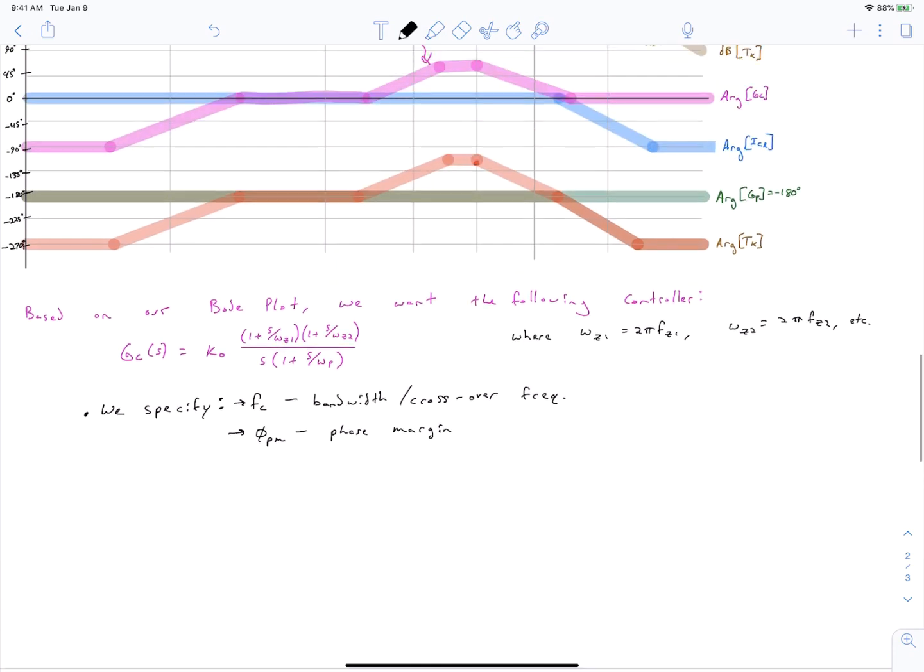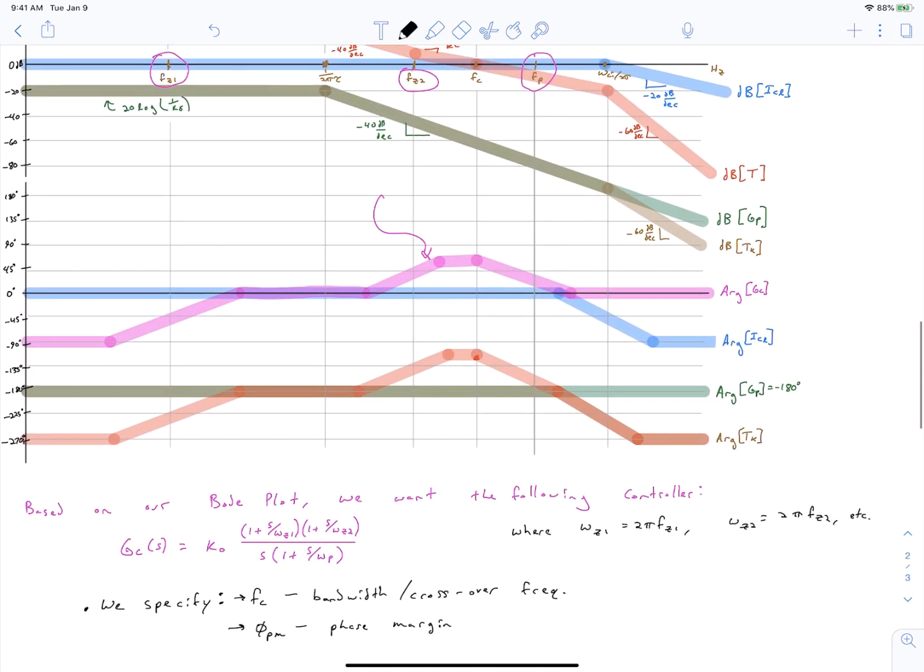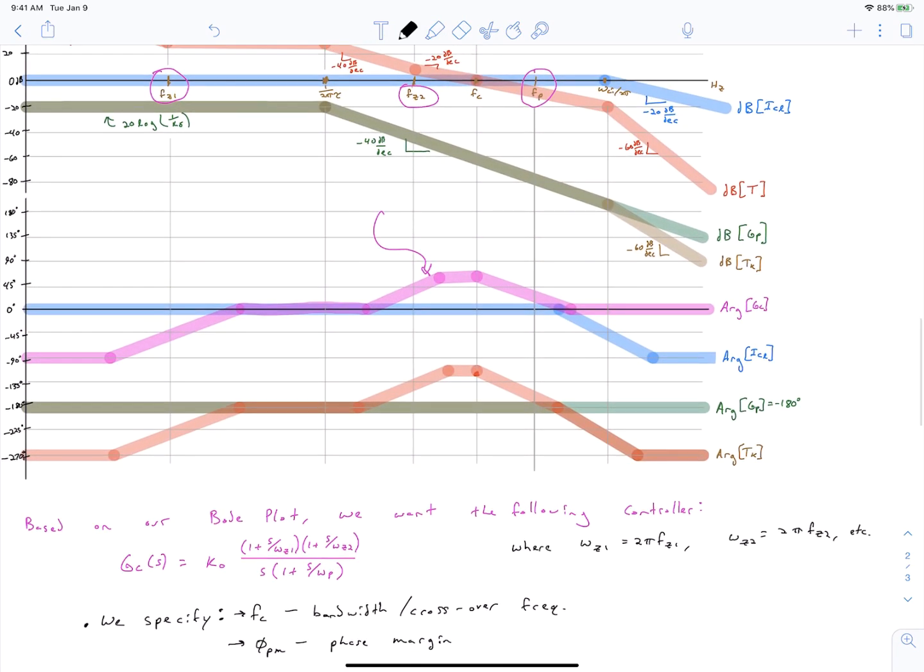And how do we choose this bandwidth and phase margin? Well, there's a lot that goes into that, but basically we can understand this as saying that the bandwidth, or the crossover frequency, any frequency below that, our regulator will be able to regulate. So we'll be able to just reject disturbances below this frequency, and we'll be able to track references below this frequency. And most of interest for us is the disturbance rejection, because we're just regulating to a 0 position.